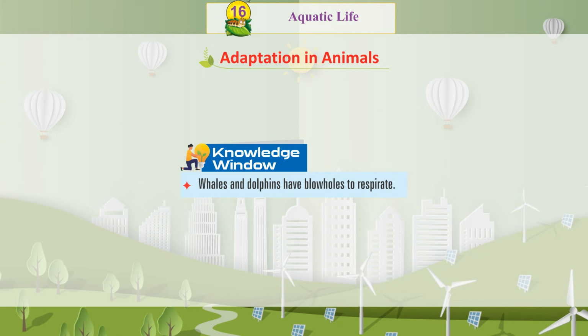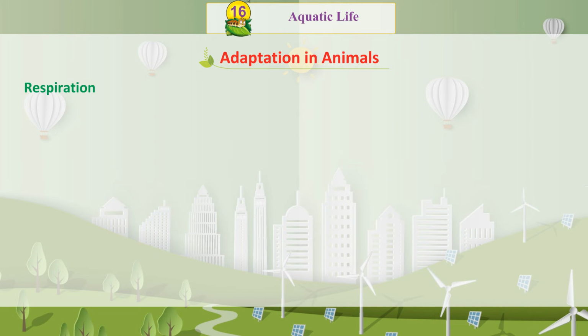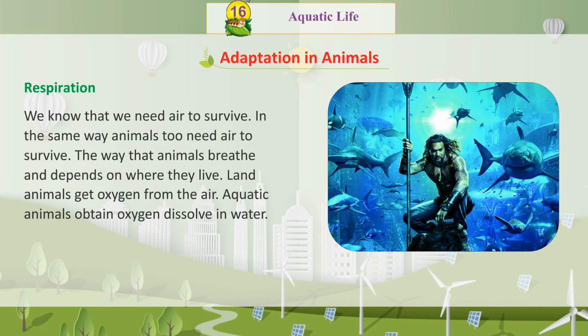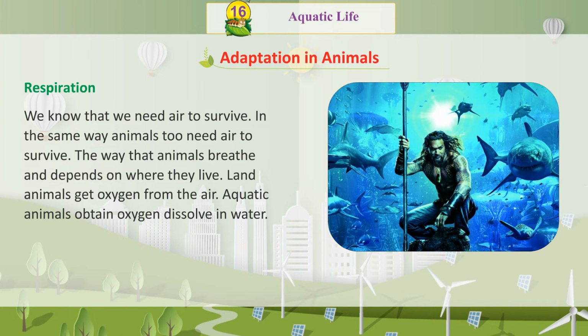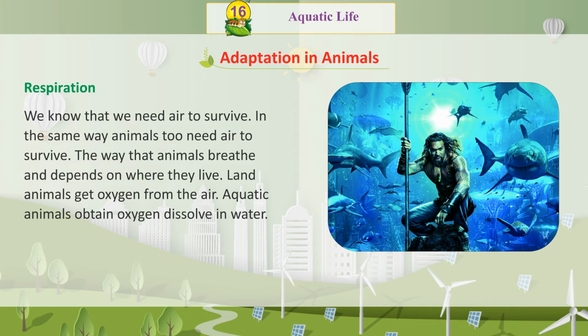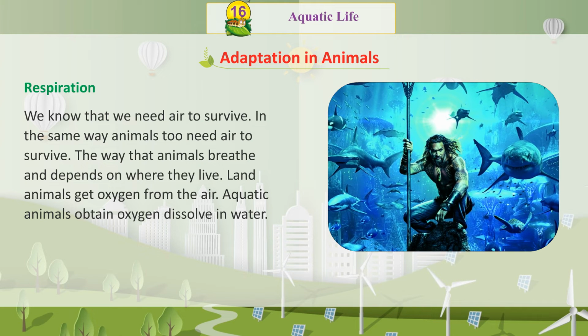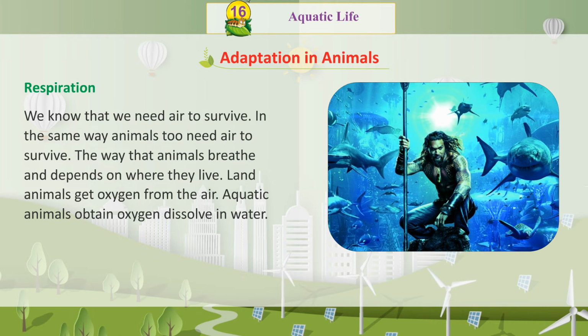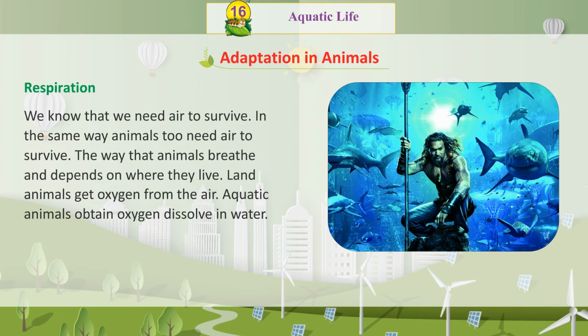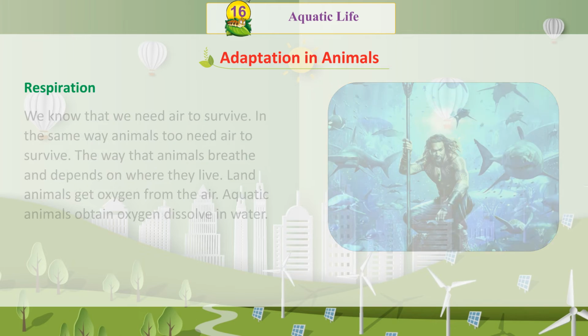Knowledge window. Whales and dolphins have blowholes to respire. Respiration. We know that we need air to survive. In the same way, animals too need air to survive. The way that animals breathe depends on where they live. Land animals get oxygen from the air. Aquatic animals obtain oxygen dissolved in water.